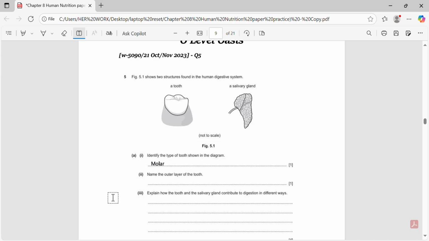In the next part, they require you to name the outer layer of the tooth. And this question is straightforward. It's asking for the outermost layer that protects the tooth from wear, acid, and decay. Which we know that hard, protective covering is known as enamel. So we will write enamel here.